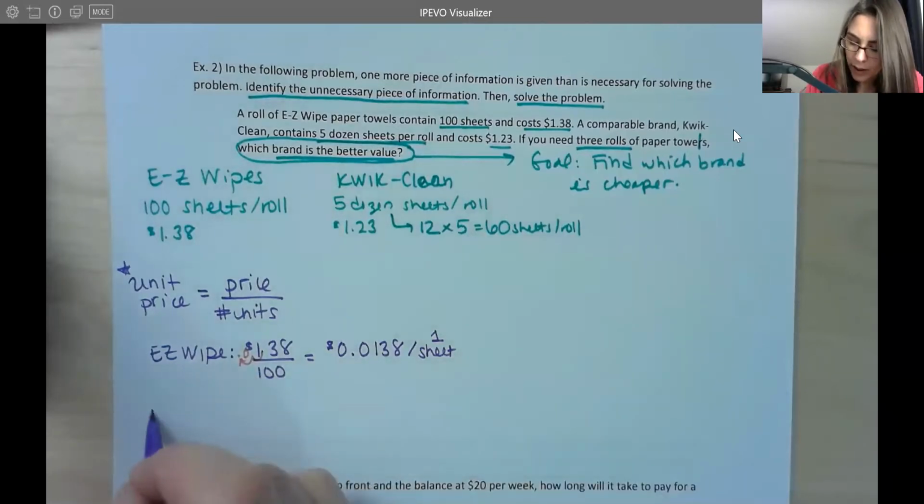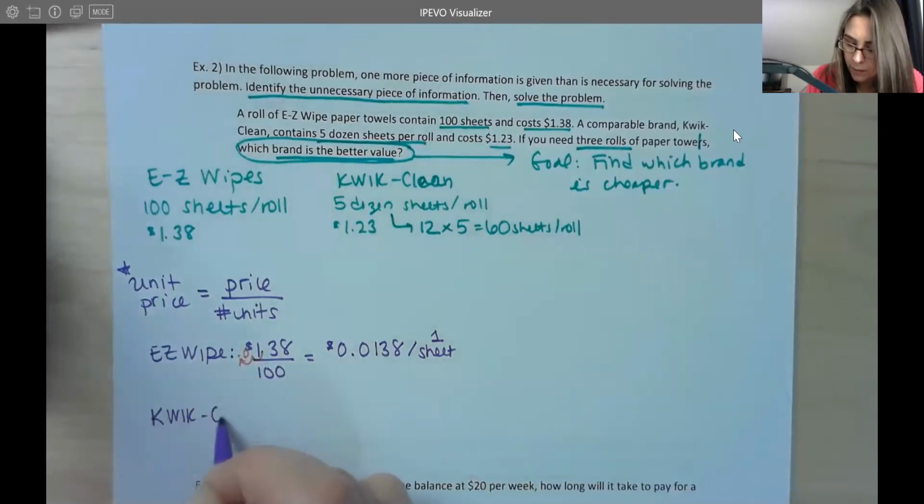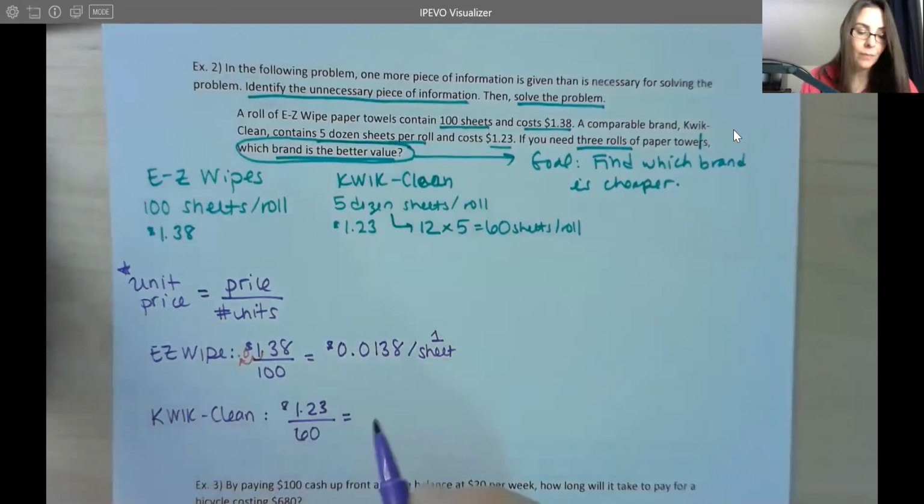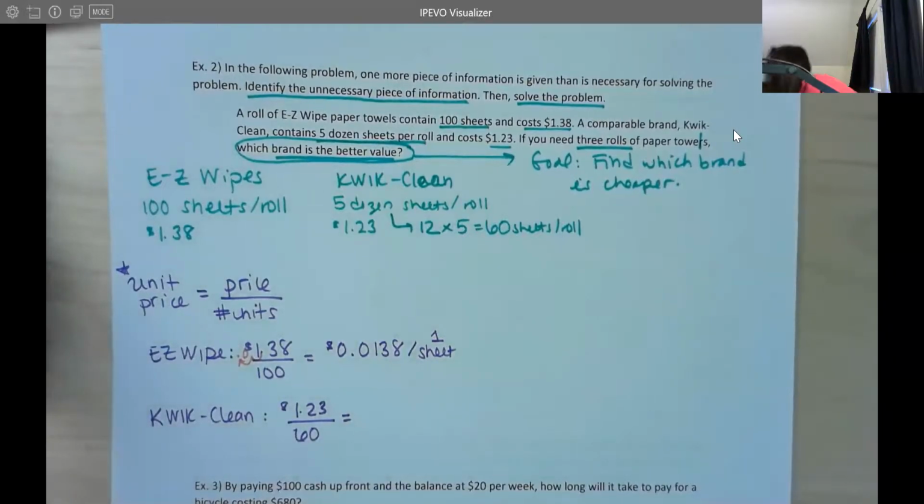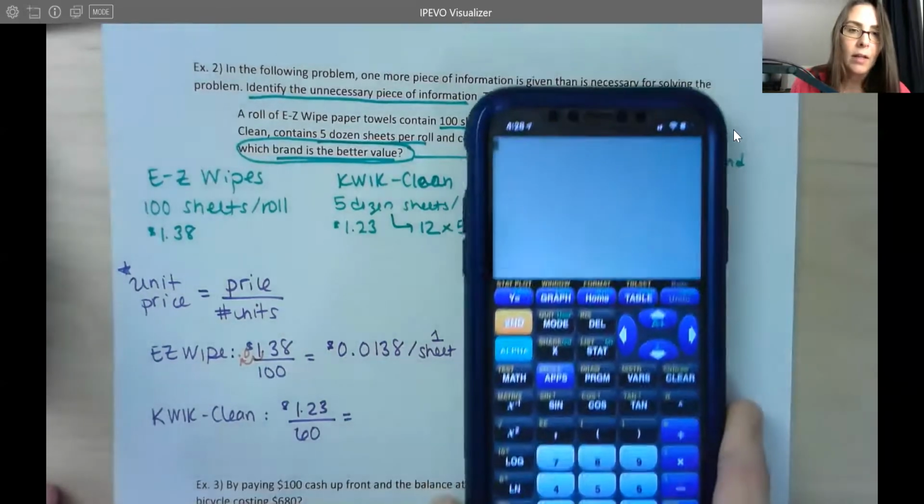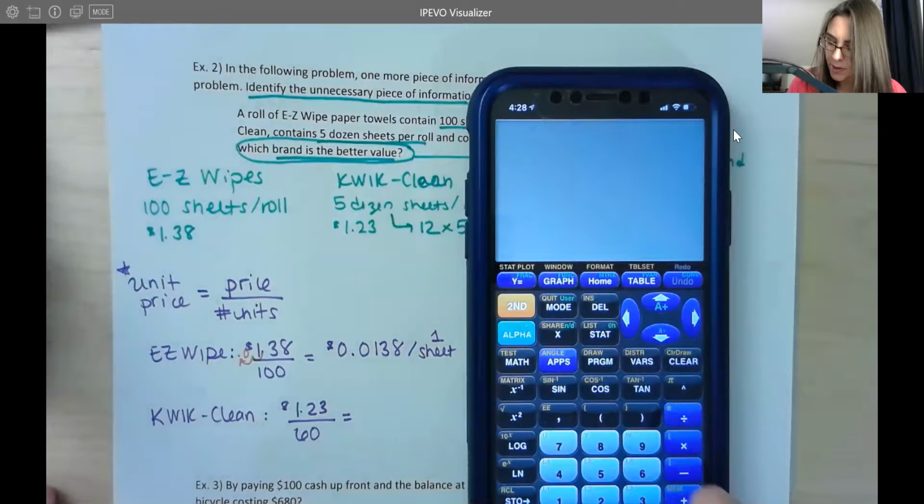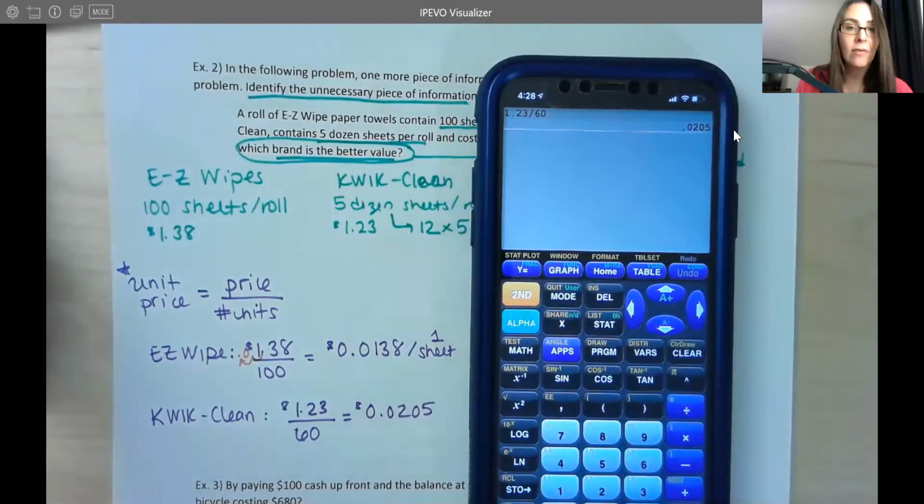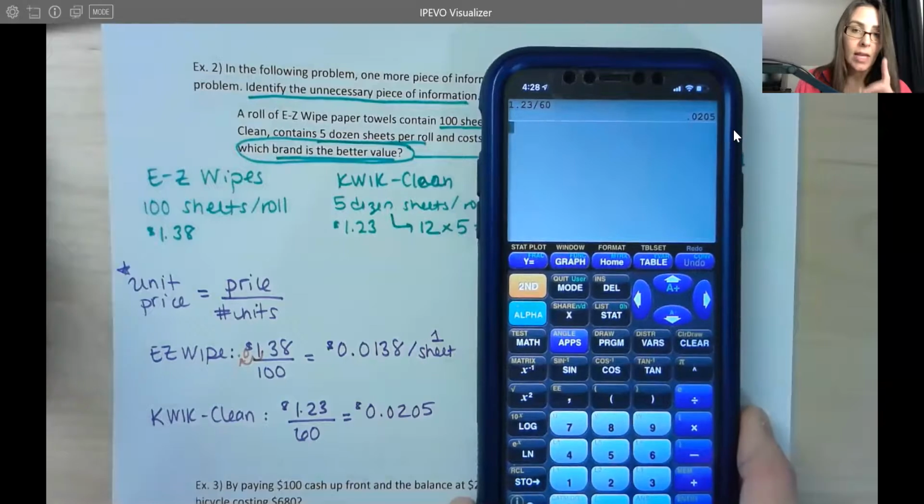All right, let's see what happens for Quickie Clean. So their cost is $1.23, and we get 60 sheets per roll. Now, this is not one that I can do at home. So, sorry, I'm going to grab my calculator. All right. So here's my calculator. I just have an app on my phone, and I'm going to take that $1.23 and divide it by 60. And I get 0.0205. And again, once we do that division, that's per one item. So in this case, one sheet.